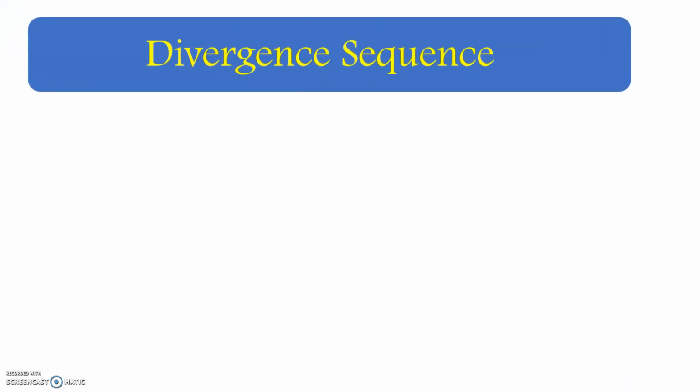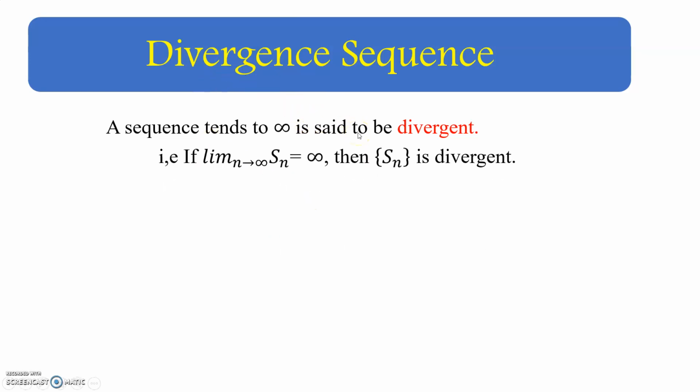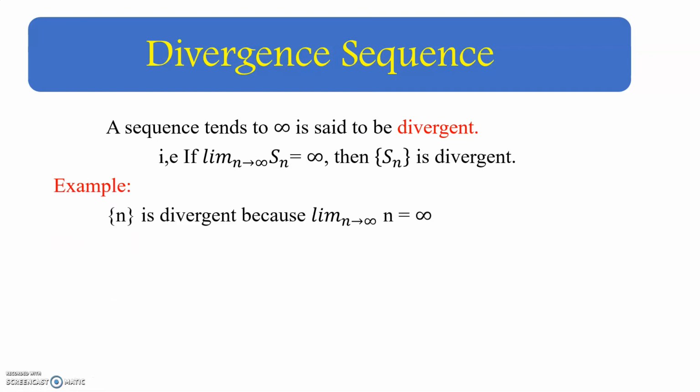Next, the divergent sequence. A sequence that tends to infinity is said to be a divergent sequence. For example, n is divergent because if you apply n tends to infinity, you get the infinity value. Therefore, this sequence is a divergent sequence.